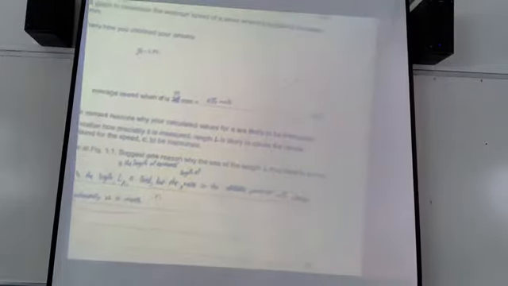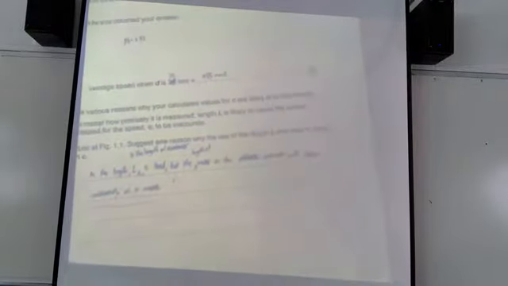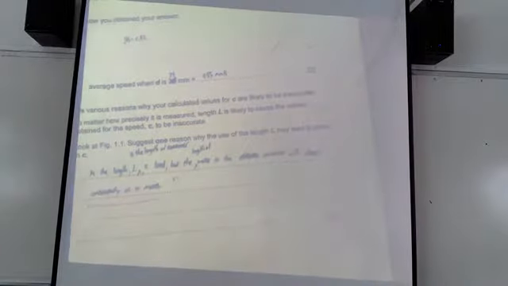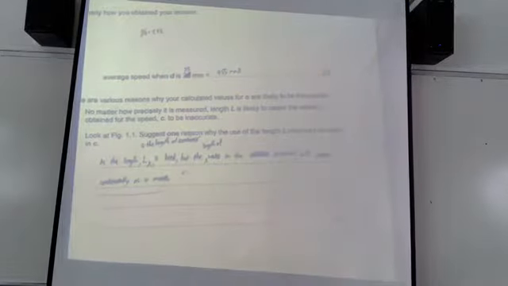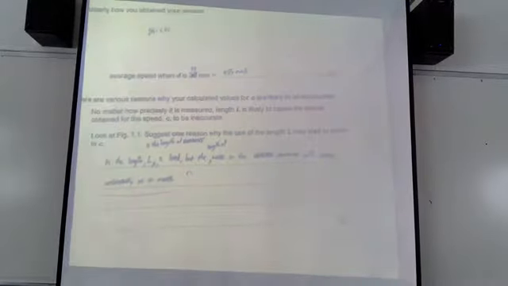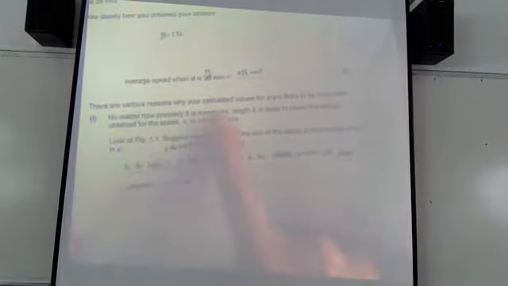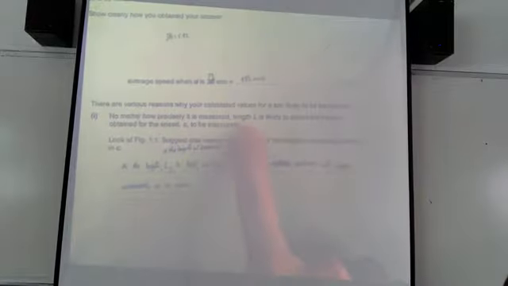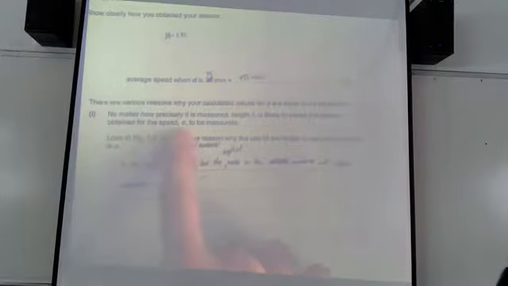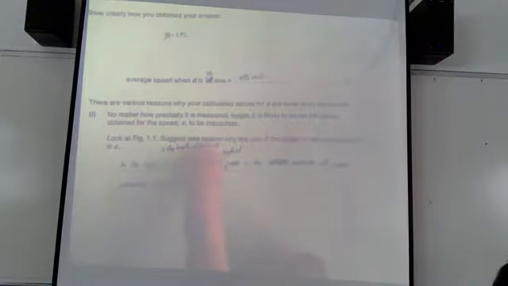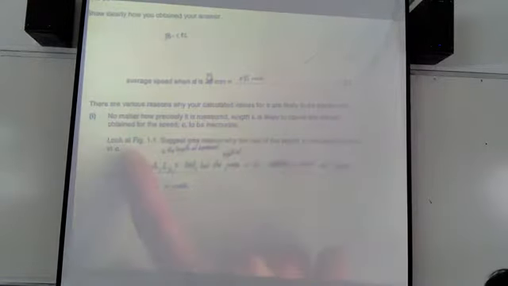The graph is the most terrible part of the whole thing. And the next most terrible thing is that at the end of every question, they will ask you some dumb questions, and you cannot answer them. Never mind. It's too dumb for you, all right? Okay, I understand. So the question reads: no matter how precisely you measure L, it is likely to cause the values obtained of C to be inaccurate. Suggest one reason why the use of the length L may lead to errors in C.